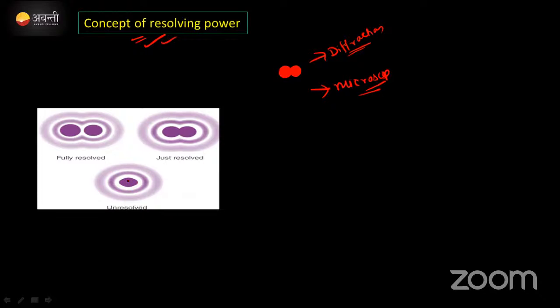Correct? Look here, the first one has two particles which are completely overlapping with each other. We have to resolve this when you view through the microscope. I will explain how it will be. First they will become, this is the second stage, just resolved, and this is fully resolved, meaning completely we can visualize this like this. This is the resolving concept.